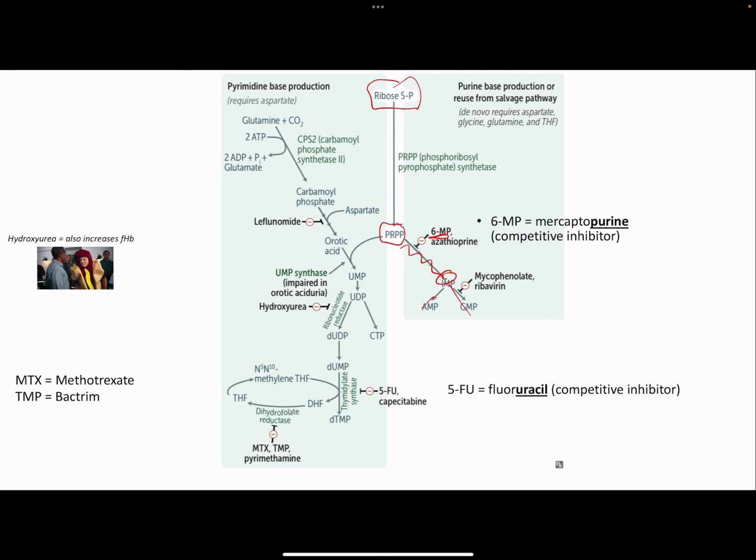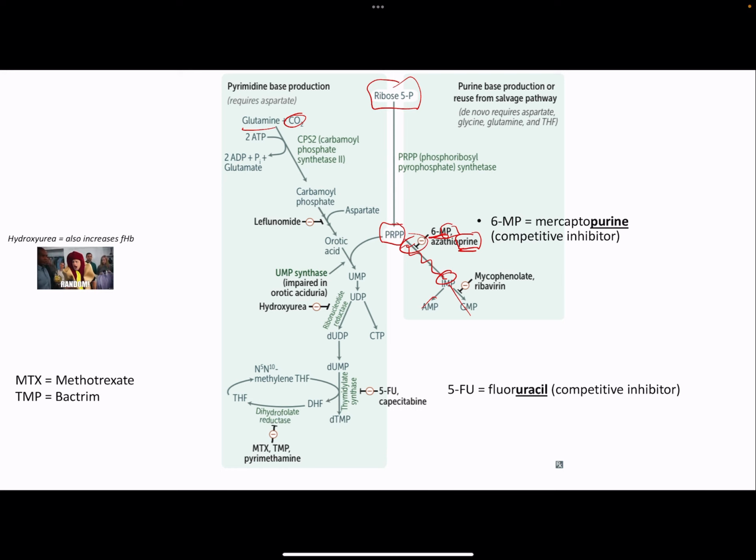6-mercaptopurine, azathioprine. Technically azathioprine, I think, just becomes 6-mercaptopurine. But I would just note the purine. So this is going to be a competitive inhibitor for somewhere in this process. Important to know. If we go the other route, remember we had glutamine, which had the nitrogen and CO2.